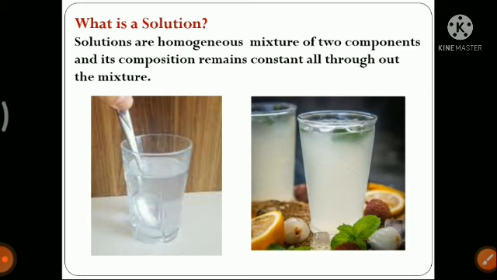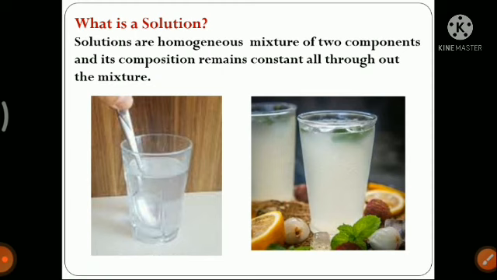But here in the lemonade or the salt solution, we see that the composition is the same throughout the mixture. If you take one sip from the bottom, or one drop from the top of the lemonade, that is the mixture of lemon juice in water, the taste is the same. So why is the taste the same?